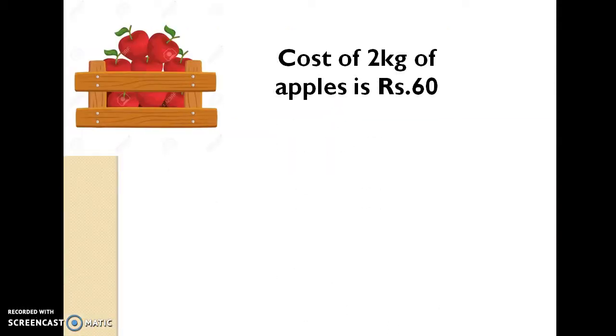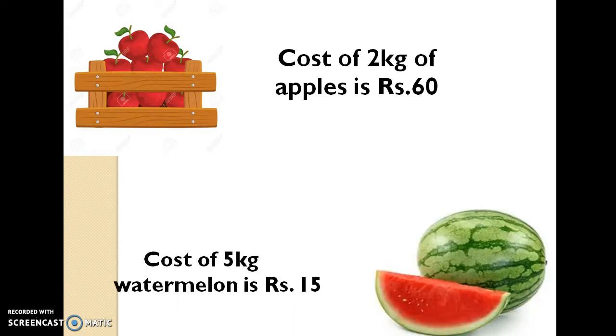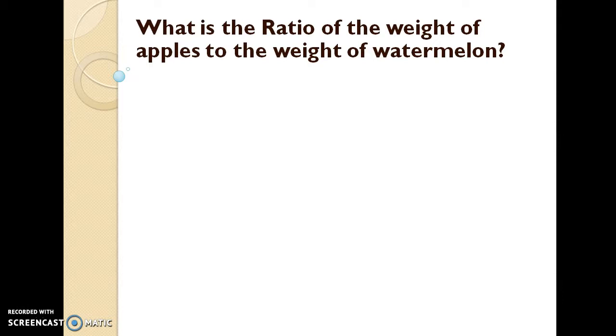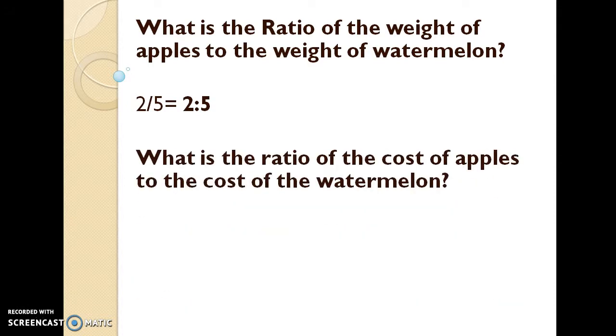Let us solve another problem which says that the cost of 2 kg of apples is rupees 60, and the cost of 5 kg of watermelon is rupees 15. Now, what is the ratio of the weight of the apples to the weight of the watermelon? What is the weight of apples? 2 kg. So, 2 divided by the weight of watermelon, 5. So, you get the ratio as 2 is to 5.